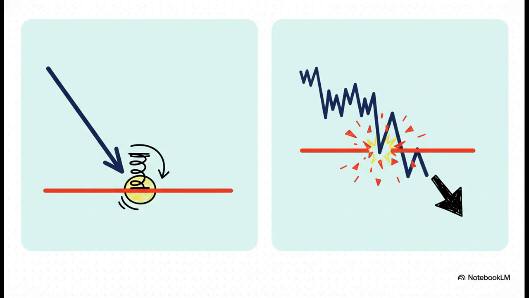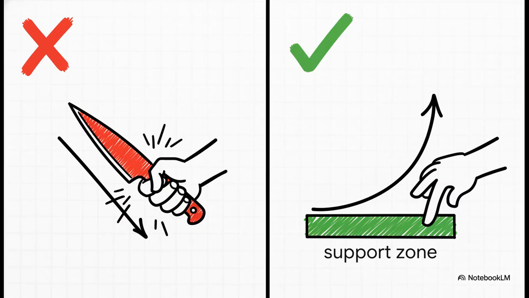Now, if you're playing the bounce, you can't just blindly place an order the second the price touches your support zone. That is a classic recipe for disaster. It's called catching a falling knife for a reason. Smart traders wait for some kind of confirmation, some sign that the level is actually holding before they jump in.